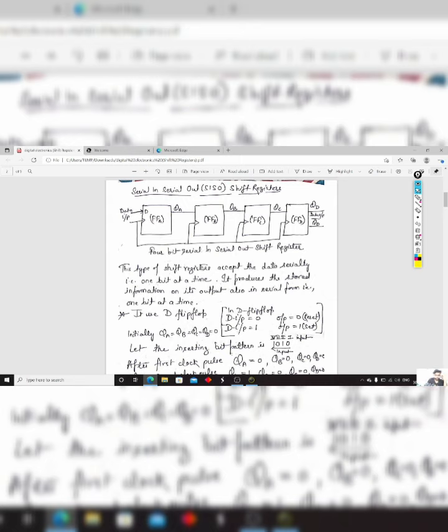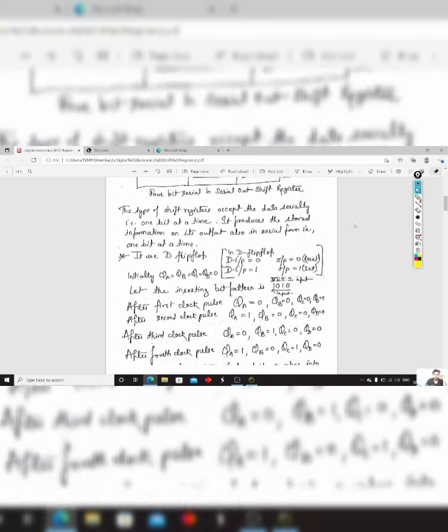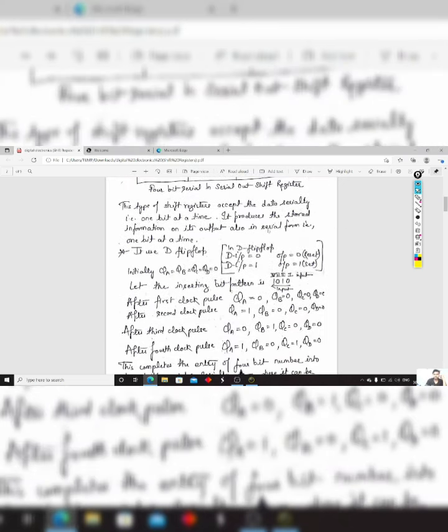So how do you think the flip-flop connection looks? This is what the flip-flop connection looks like, and it is very similar to its name. You can see we are providing the data input serially and we are getting the output serially. So this type of shift register accepts data serially, one bit at a time.